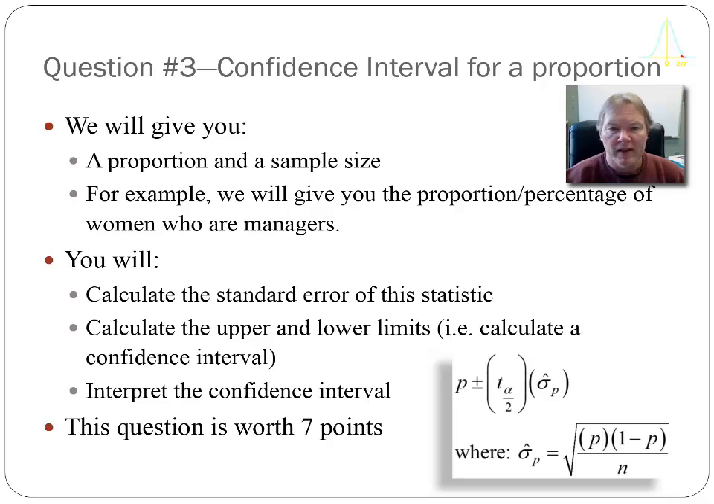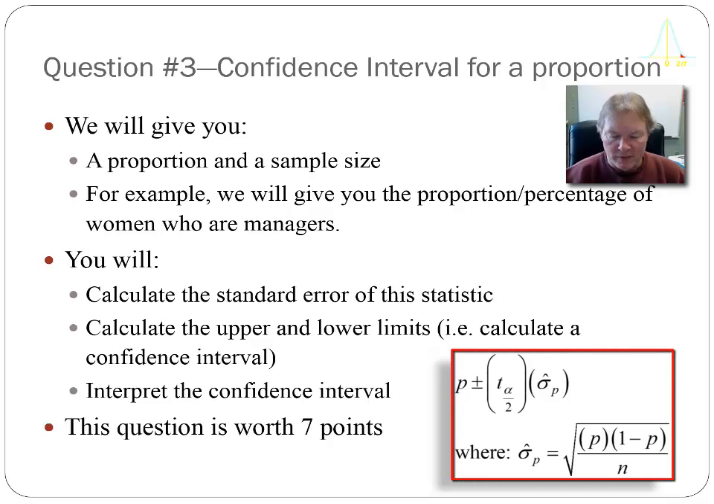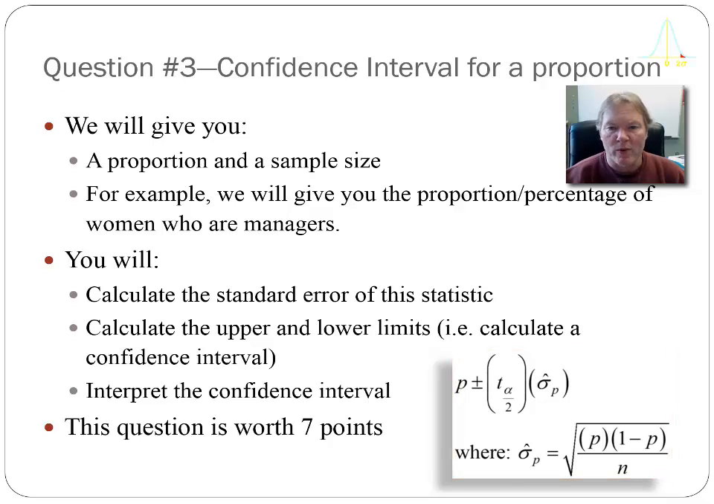Question number 3 is very similar to question number 1. We're going to ask you to calculate a confidence interval for a proportion. So we'll give you a proportion and a sample size. And again, you can see the formula at the bottom, where the trick here is to calculate the correct standard error, which is the square root of p times 1 minus p divided by n.